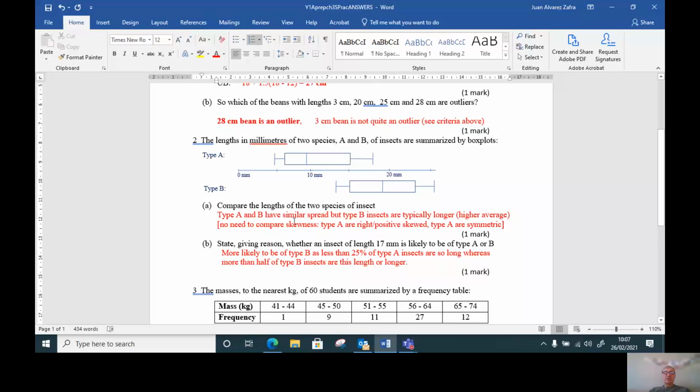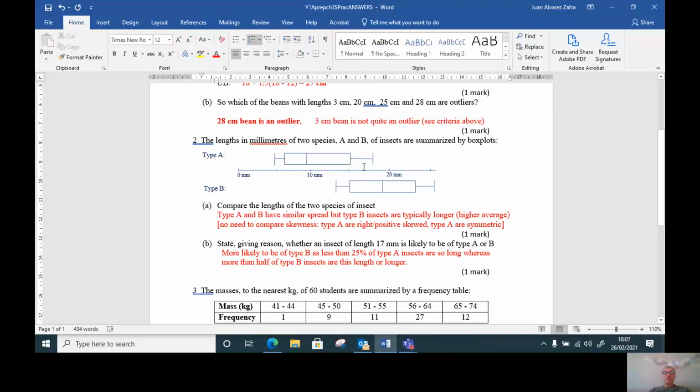So they're approximately similar spread, but typically type B insects are longer than type A insects because we can see that their median length is significantly bigger, about 18 to 19 millimeters compared to about 9 millimeters. State, giving reasons, whether an insect of length 17 millimeters is likely to be of type A or type B.